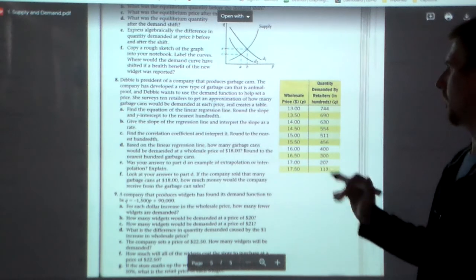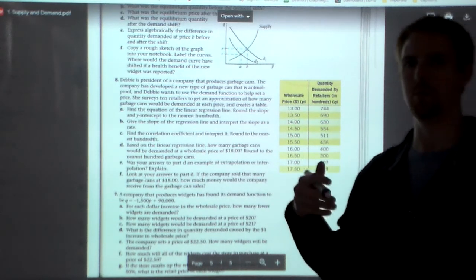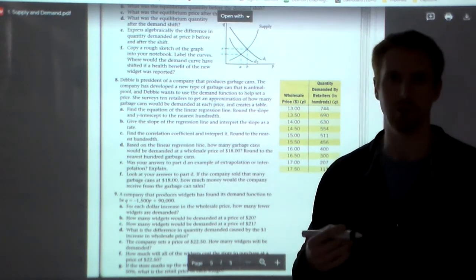But just make sure you're okay with how to do all of these, because eventually they're going to show up on a quiz, a test, and you're going to have to show that you can do these on a project.